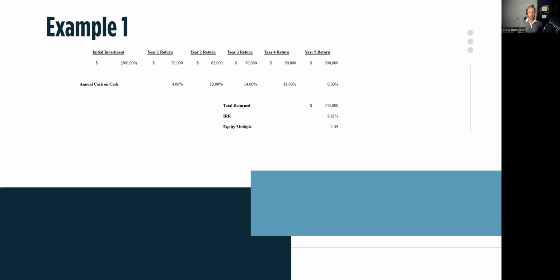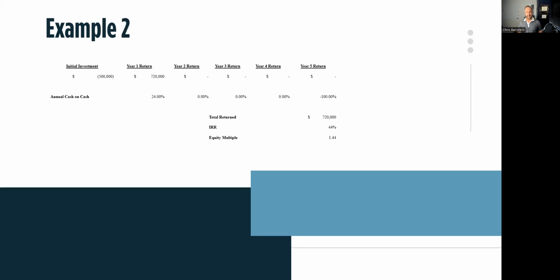An equity multiple is common in real estate, which basically means, did I double my money? If you put 500 grand in, did you get 500 grand back? That would be a 1x equity multiple. If you put 500 grand in and you got $1 million back, you doubled your money. That's a 2x equity multiple. Here it's 1.49, so you got 49% more than your original investment over 5 years.